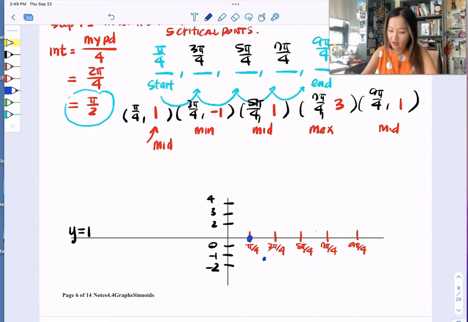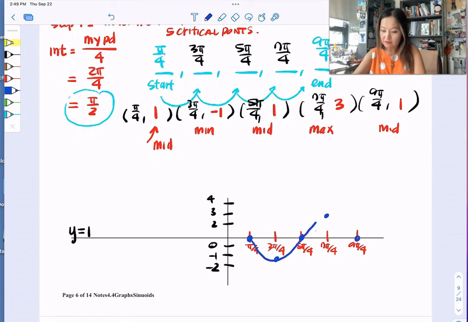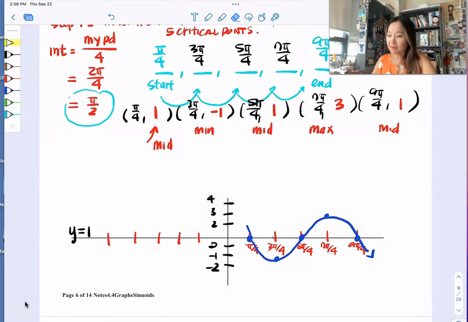Oh, sorry. I forgot that we already plotted it. 3 pi over 4 is -1. Back to mid, max, and mid. And here's what I do. I trace that sucker. And then I keep on. Hey, sorry about the abrupt ending there, okay?